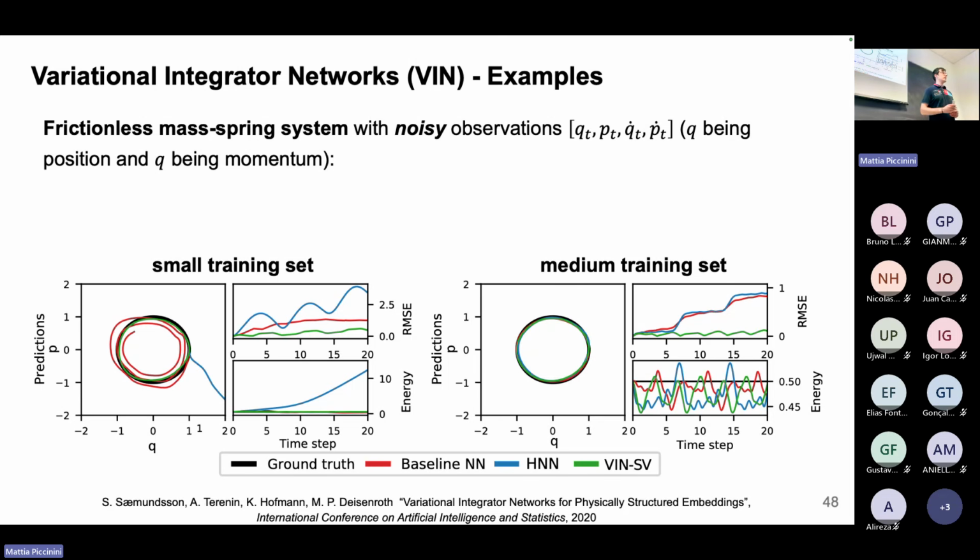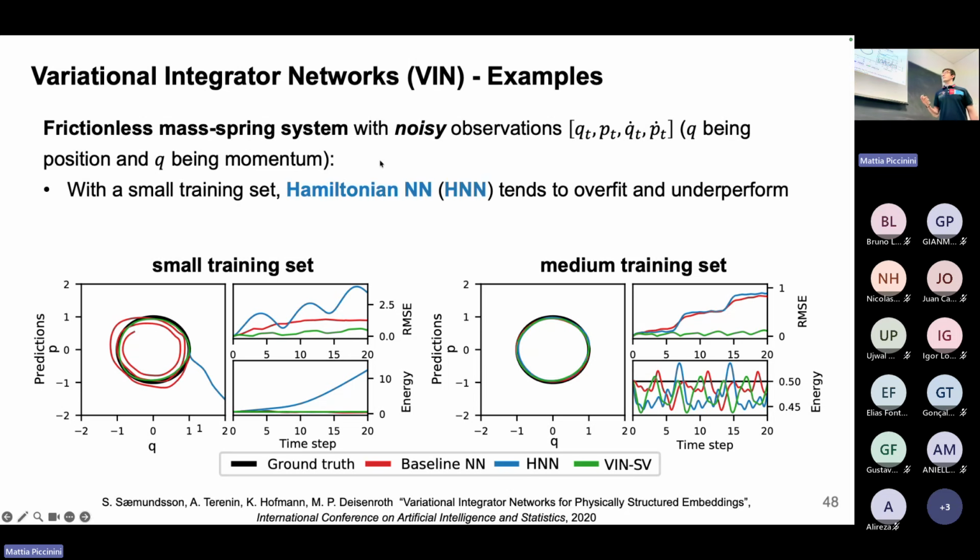So here, again, you should conserve energy indefinitely over time because there's no friction. And you have noisy observations, Q, P. So again, P is the momentum, Q is the position of the mass in that case. And also Q dot, P dot. So you have noisy measurements and a small training data set. Then also Hamiltonian neural networks here in blue, they actually tend to lose energy.